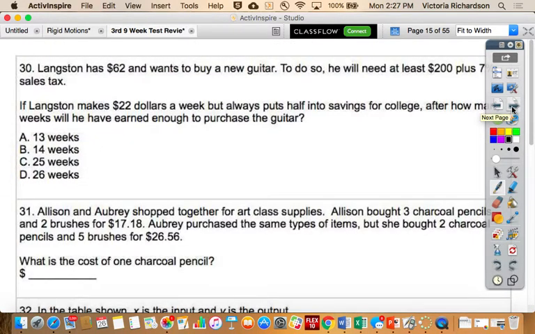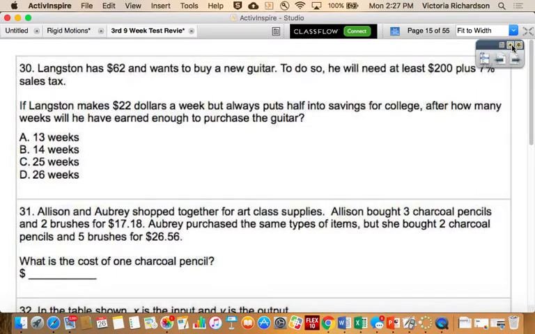Number 30, Langston has $62 to buy a new guitar. To do so, he will need at least $200 plus 7% sales tax. If Langston makes $22 a week but always puts half in the savings for college, after how many weeks will he have earned enough to purchase the guitar? And so the correct answer for that is B. You could just work that out by adding and subtracting and multiplying and dividing.